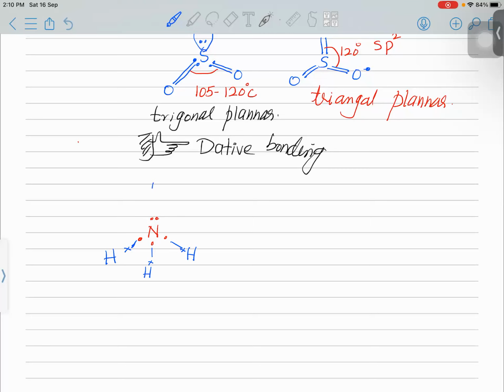Now, if you have this H positive ion, nitrogen has a lone pair and hydrogen is electron deficient. They can make another type of bonding. Now listen again. You have one H positive, which is electron deficient.